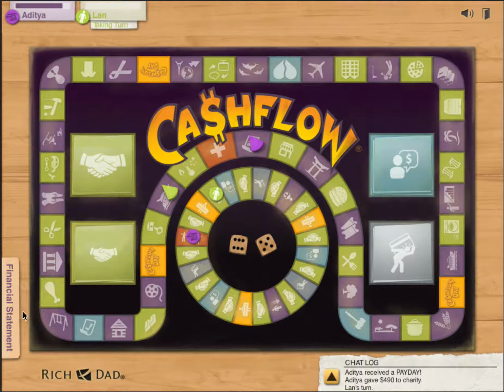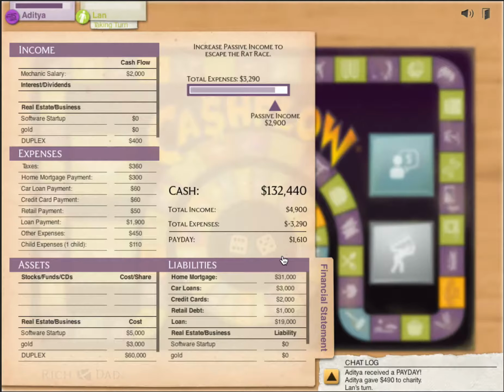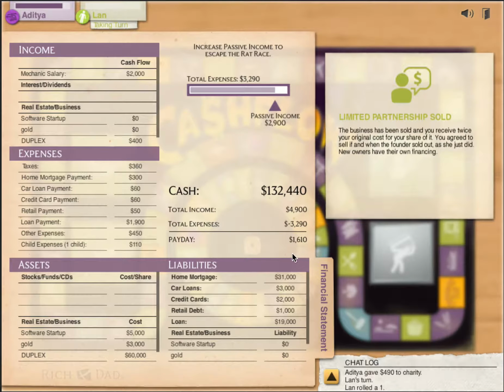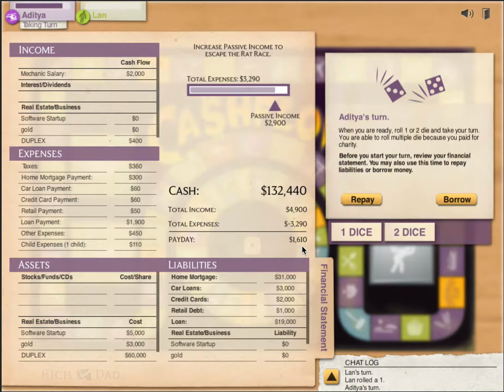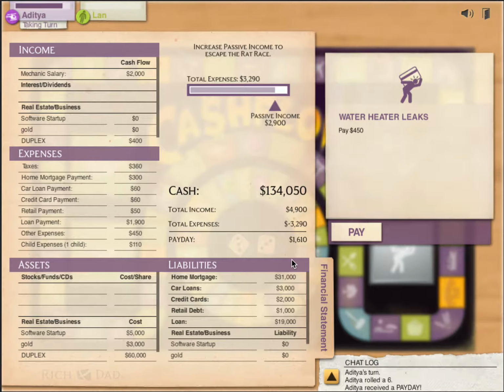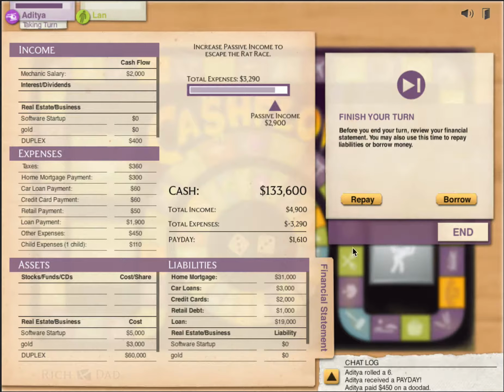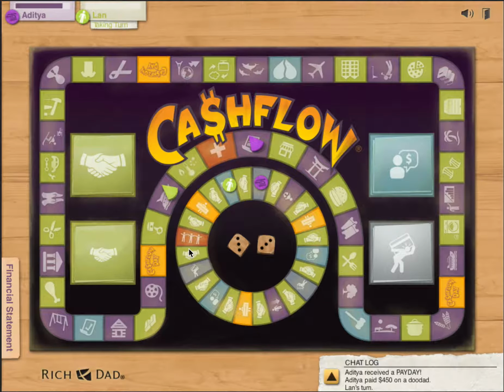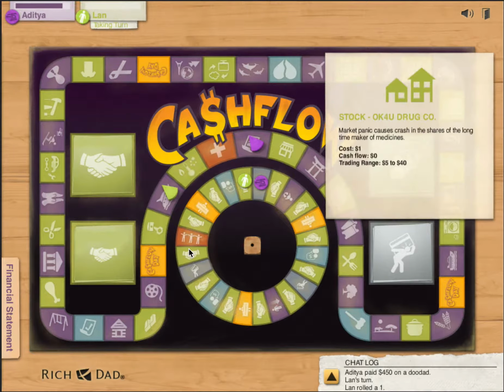So if your cash flow or your payday is greater than 0, you should donate. If it's negative, then you shouldn't, because you don't really want to roll 2 dice and cross more paydays. So now we have 3 and 3, 6. We have to pay for a water heater. Okay. Yeah, paying $450 for a water heater, not meaningful.